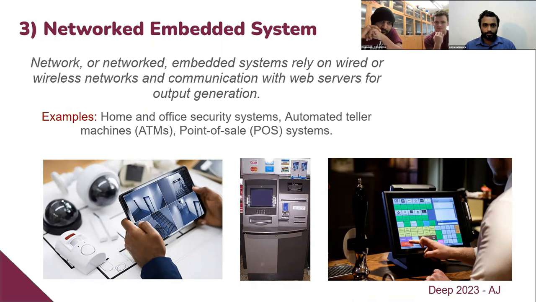Then we come to the networked systems. Networked embedded systems rely on wired or wireless networks and communication with web servers for output generation. When we come to the Arduino, we will see that we have an RFID project. That's a networked embedded system. Examples are home and office security systems, automated teller machines, or POS systems, or point of sale systems.